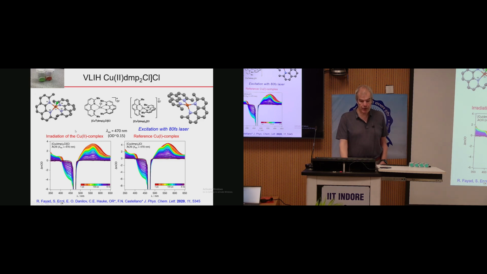And then we gave him the copper 2 complex, and then he irradiated this again, and he's irradiating with an 80 femtosecond laser, so extremely short pulse. He irradiated the copper 2 complex, and this is the spectrum he got. And I'm not sure if you have seen transient spectroscopy, transient spectra before, but you see here you have the irradiation of the copper 2 complex.